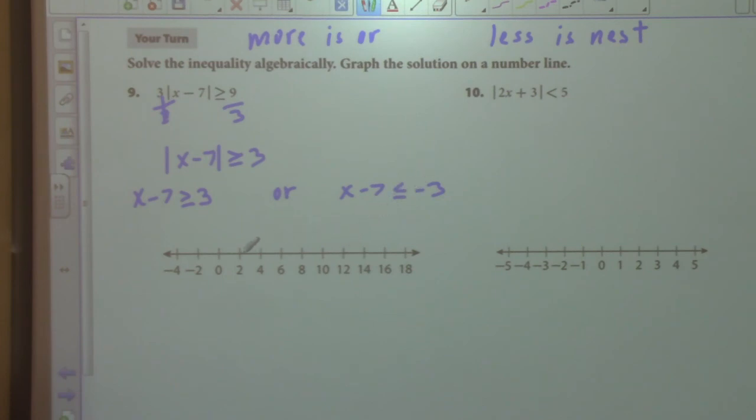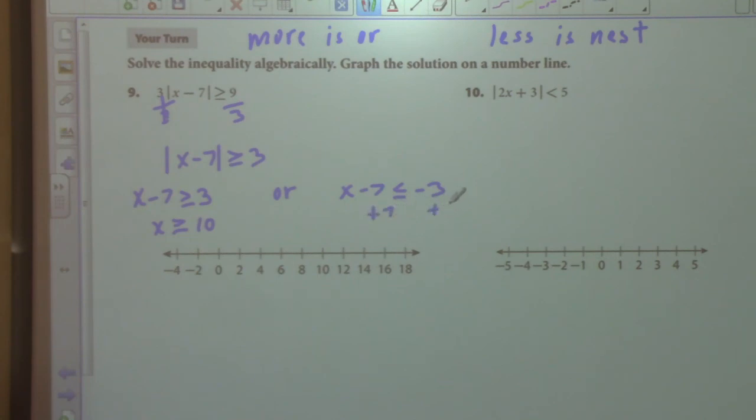So we have here, we can mark this on a number line. Oh, we haven't solved it yet, have we? We have to add 7. If we add 7, x is going to be greater than or equal to 10, right? Or, what do we have here? If we add 7 here, what do we get?